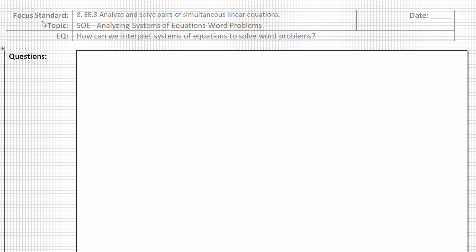Our focus standard for this lesson comes from Grade 8 Expressions and Equations, Standard 8. Analyze and solve pairs of simultaneous linear equations. Our topic for this lesson comes from our new unit, Systems of Equations, Analyzing Systems of Equations Word Problems. Our essential question is, how can we interpret systems of equations to solve word problems?